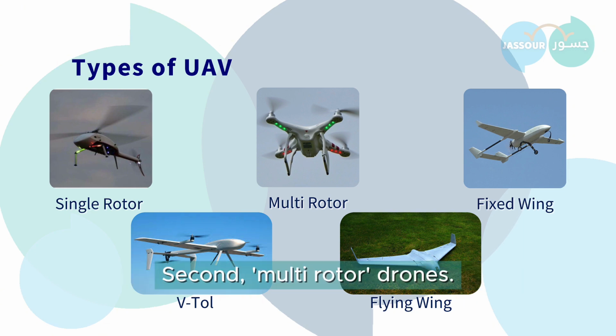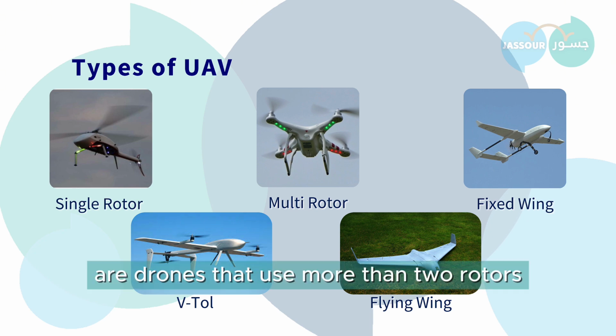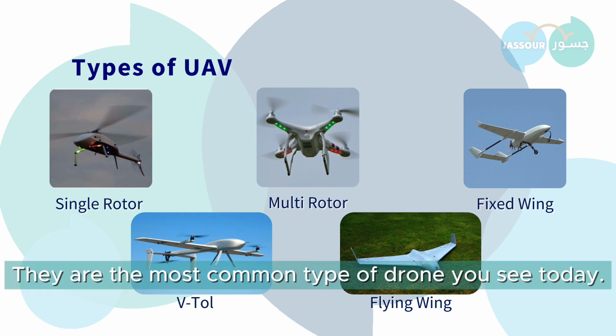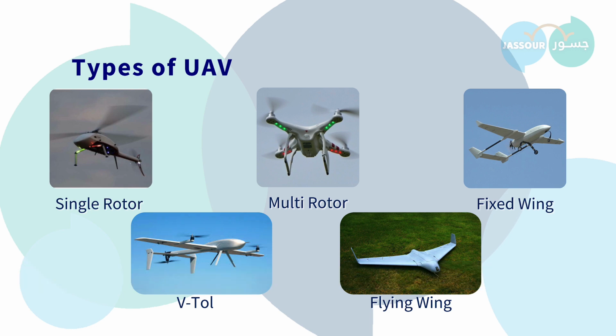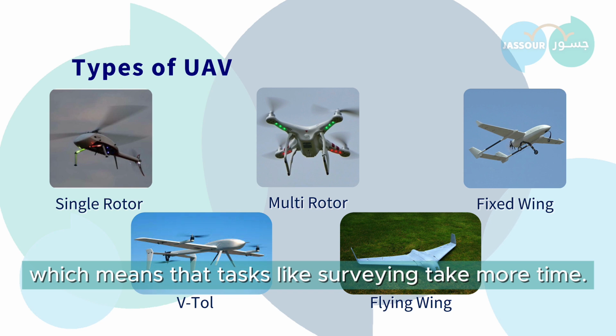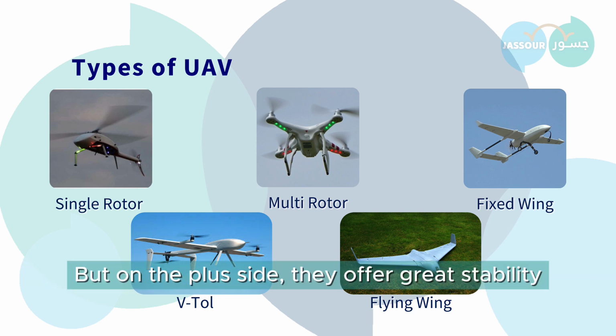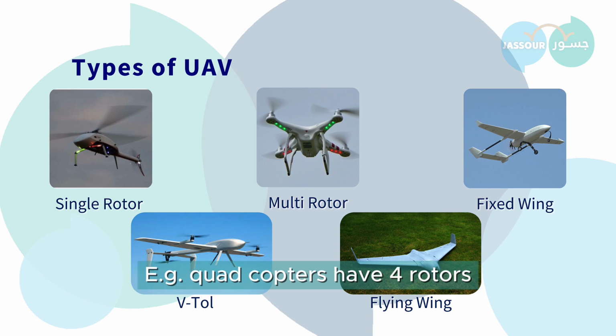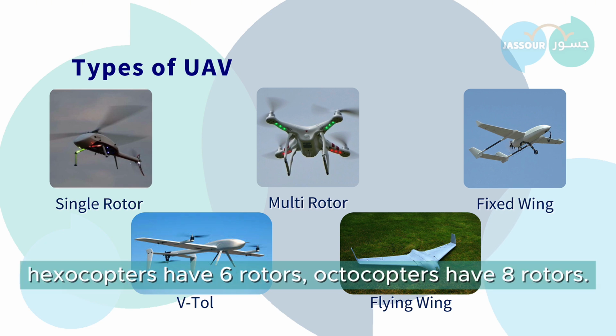Second, multi-rotor drones, also known as multicopters, are drones that use more than two rotors for lift and propulsion. They are the most common type of drone you see today. However, the relatively larger ones are slow, which means that tasks like surveying take more time. But on the plus side, they offer great stability and come in various configurations. Quadcopters have 4 rotors, hexacopters 6 rotors, octocopters 8 rotors.